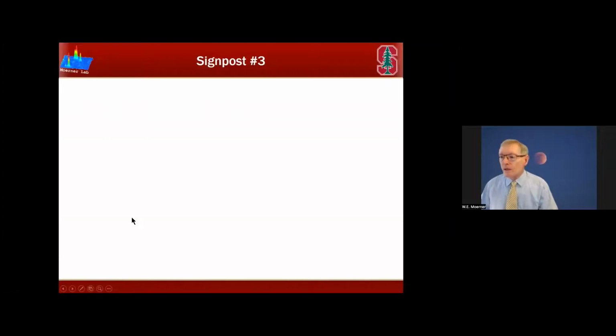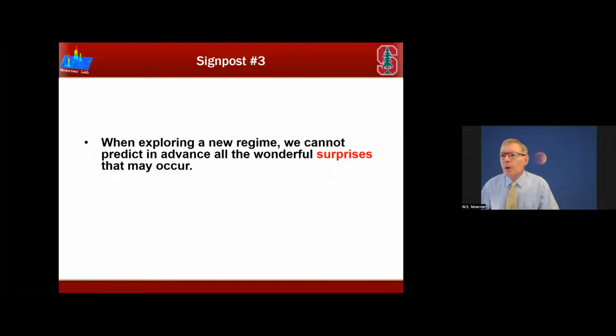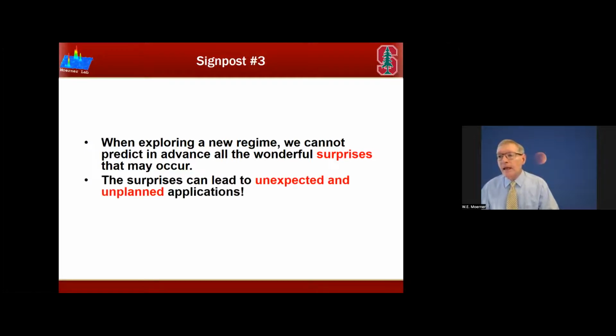But this leads to the third signpost, which is, when you're exploring a new regime of science, a new regime which had not really been observed before, you really cannot predict in advance all the wonderful surprises that may occur. So the surprises are just fantastic, wonderful. They can lead to unexpected and unplanned applications, of course. And this is one of the reasons for exploring the nanoscale and exploring areas of science that have not been explored before. So a concept that I'd like to just now get across: being able to detect single molecules, being able to observe them clearly, and this blinking that I just showed you, together were used to achieve this thing called super resolution.